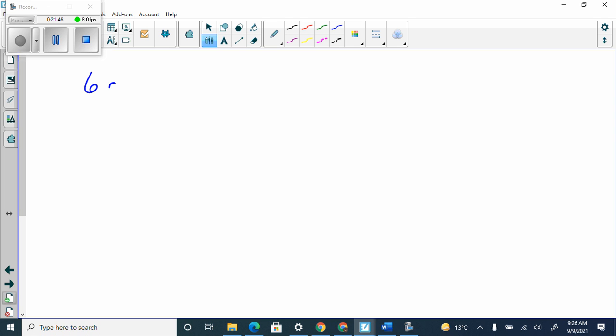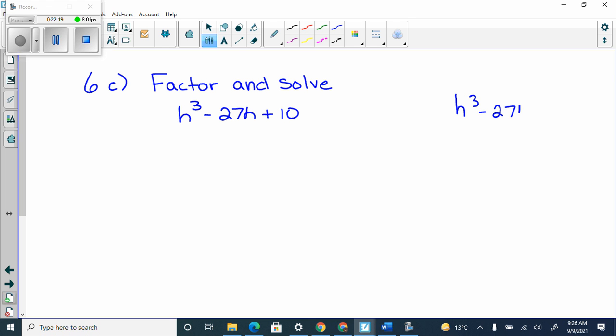So this is 6C in your textbook, just so you know. And it says factor fully, but we're going to factor and solve this one. It is h cubed minus 27h plus 10. So that would be factoring. And then if they asked you to solve, they'd say h cubed minus 27h plus 10 equals 0. They have to set it equal to 0 in order to solve, right? So we're going to factor it first, and then we're going to solve it.